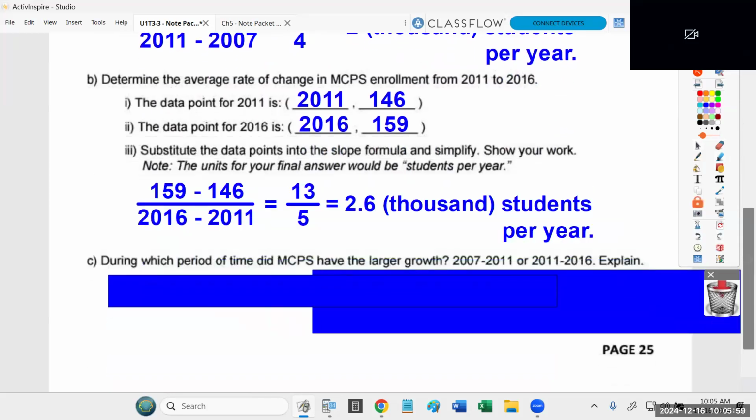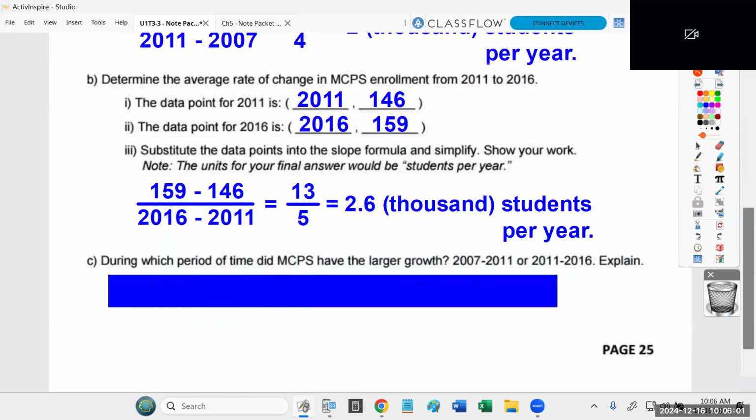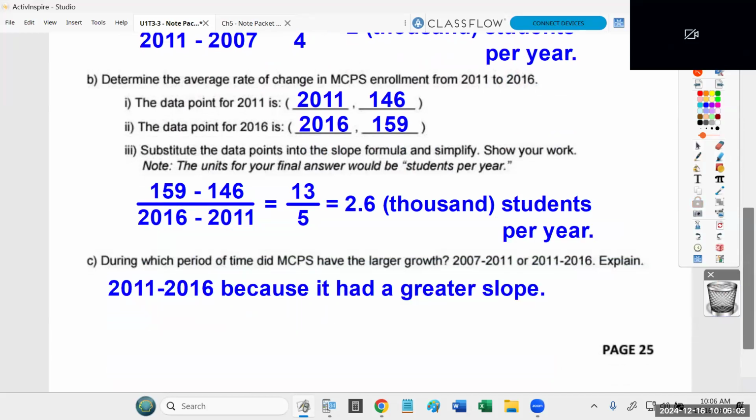Okay, if you did this for part B, you would have gotten a slightly higher number, 2.6, and that's what allows you to answer the last question. Okay, the period in which MCPS had the larger growth was 2011 to 2016, and the argument is because the slope was greater.